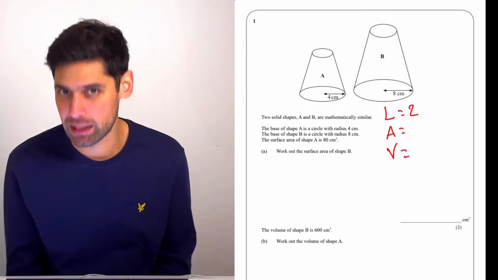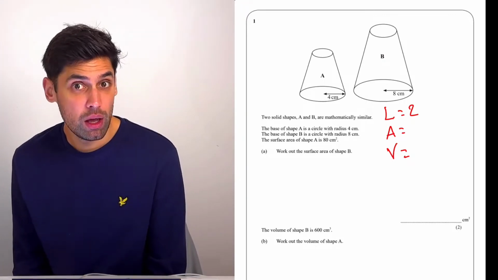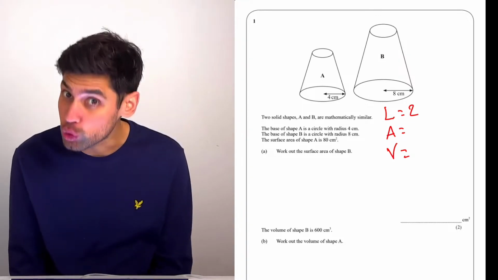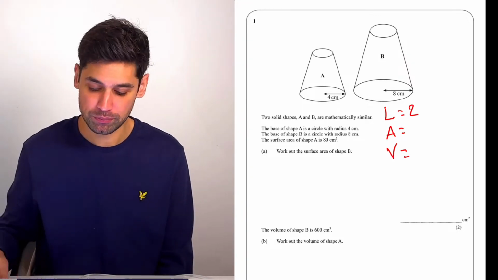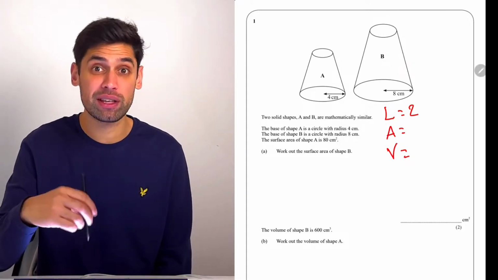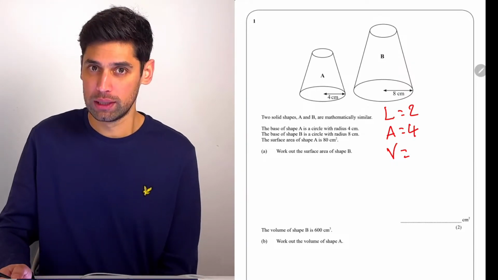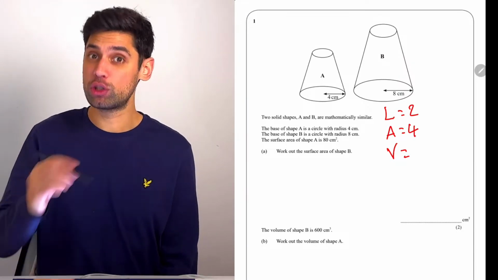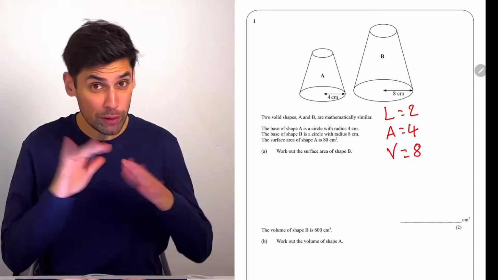We measure length in centimeters. We measure area in centimeters squared, and we measure volume in centimeters cubed. Now, the scale factors follow that same pattern. If the length scale factor is 2, the area scale factor will be 2 squared, so 4. And the volume scale factor will be 2 cubed. So 8. So really, really simple.